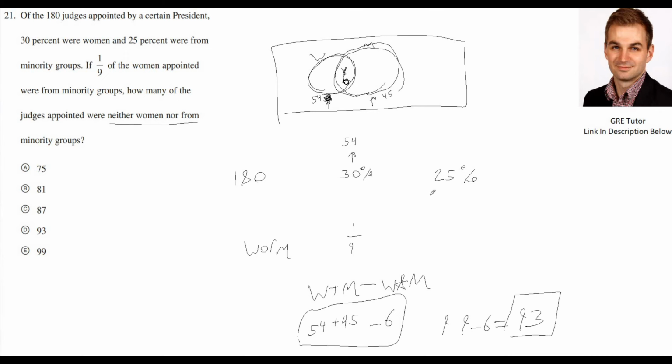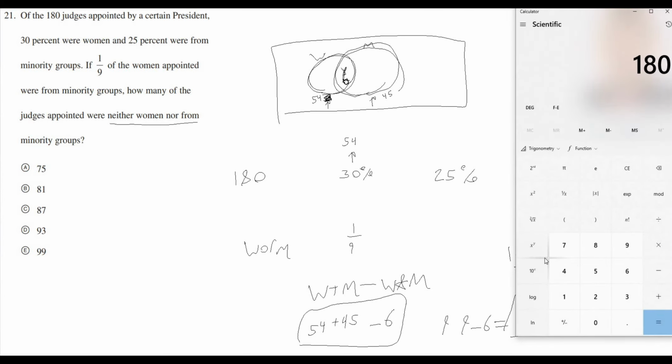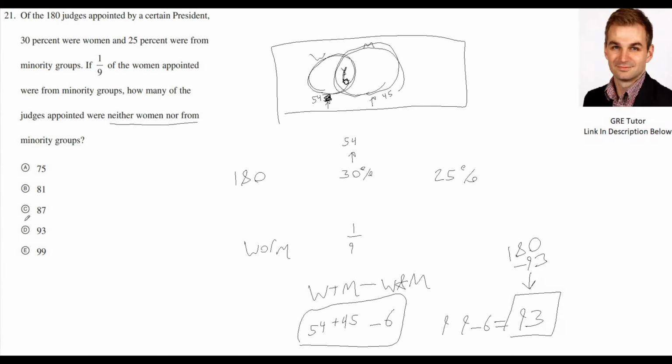So this is the number of people in this whole region. But what we want to know is how many of the judges appointed were neither women nor minority groups. So we want to take this number, which is the number that were women or minority groups, and subtract that from 180, which is the total group. So that's 180 minus 93. We can do this in your head, but 180 minus 93 is 87. So we are looking at 87 people, or letter C, as our answer.